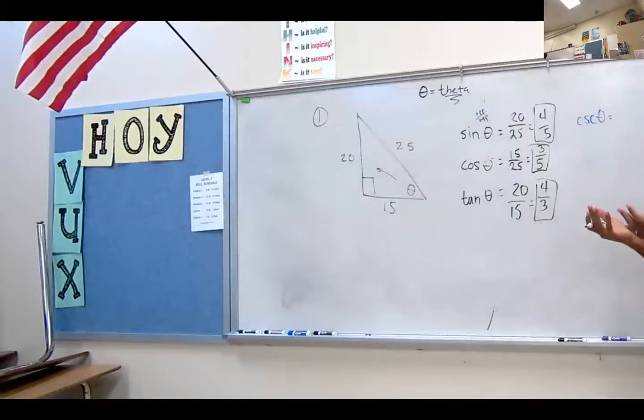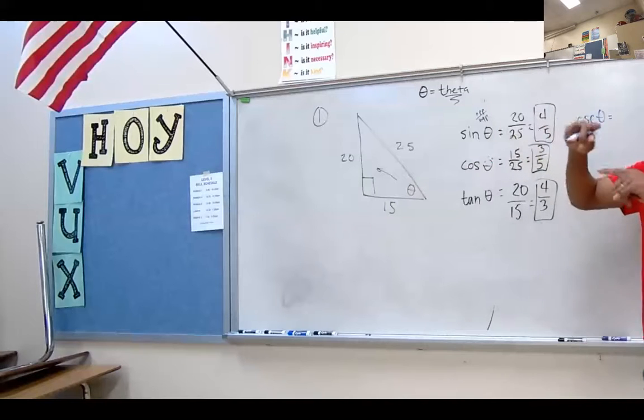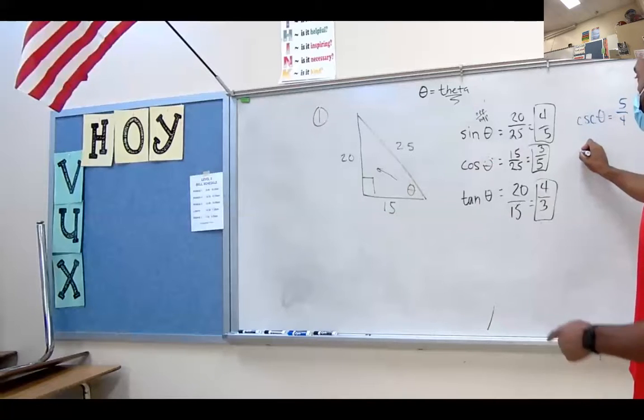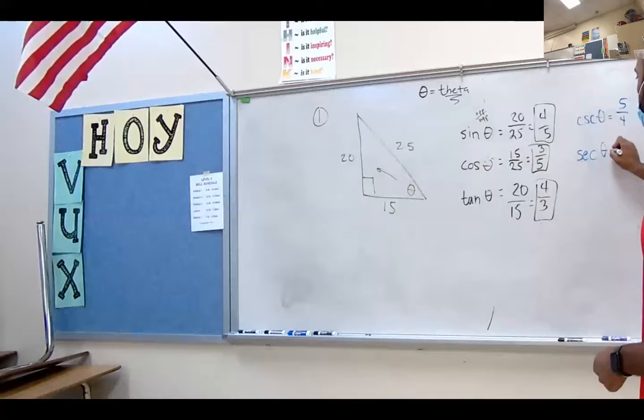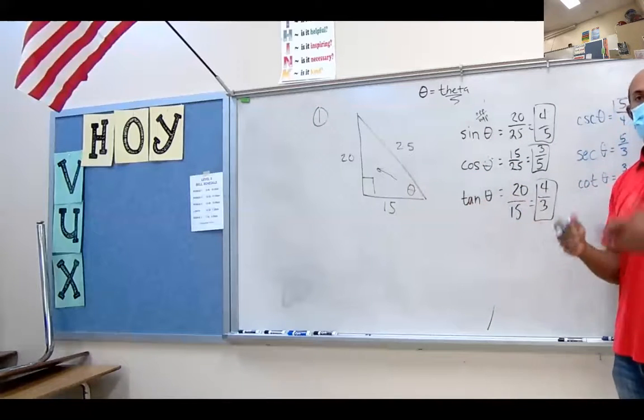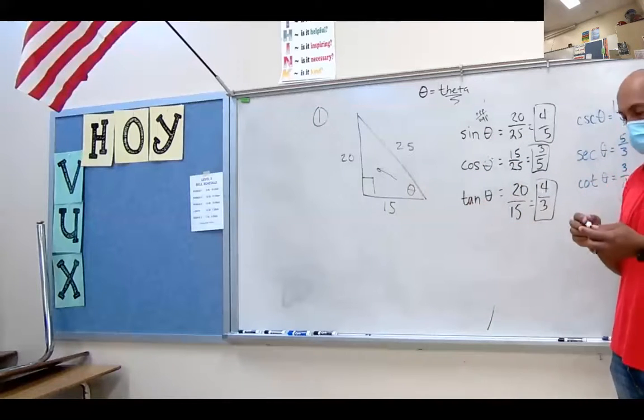And all I do is, instead of opposite over hypotenuse, it's hypotenuse over opposite. So the ratio is what? 5 over 4. You just flip it. And same thing here, it's secant. So what would that one be? 5 over 3. And the last one, cotangent, that one would be 3 over 4. So once you have the base ones, sine, cosine, tangent, it makes it easier to find the others because you just flip it around.